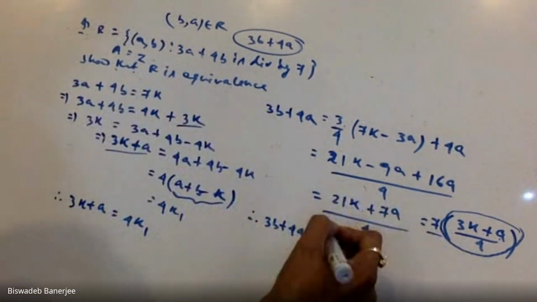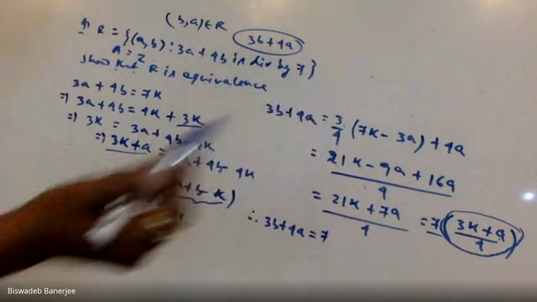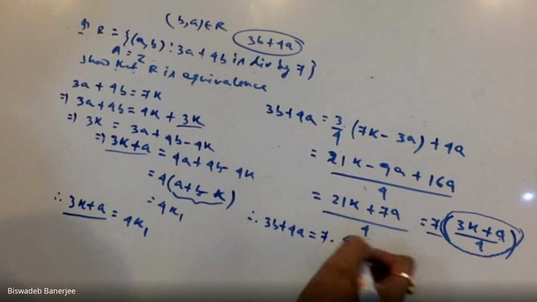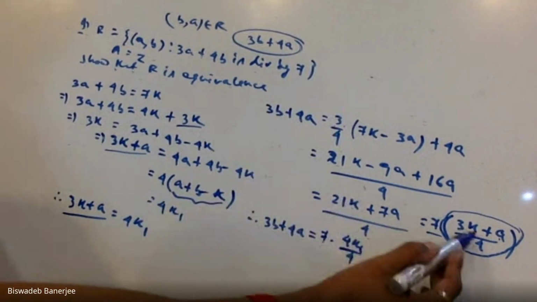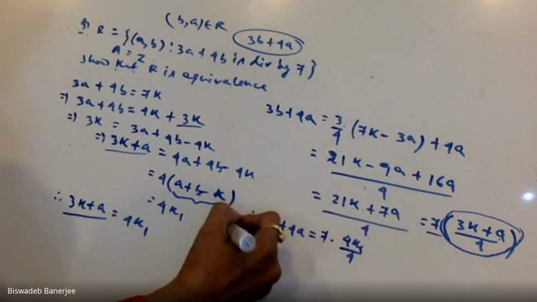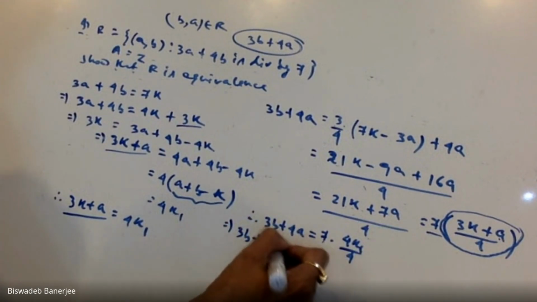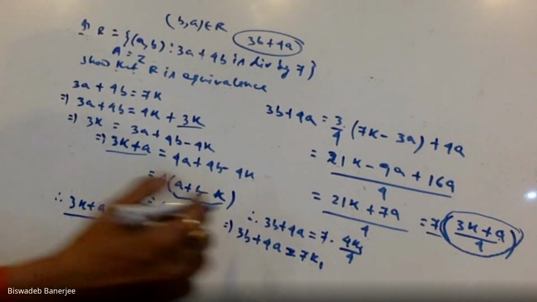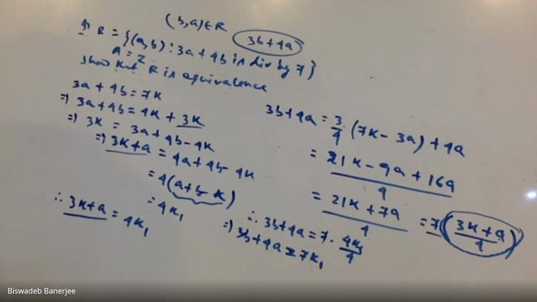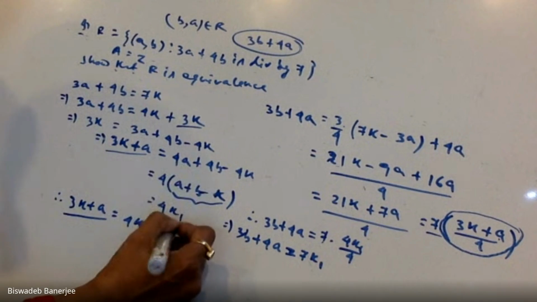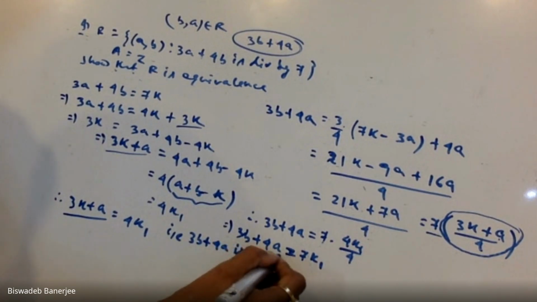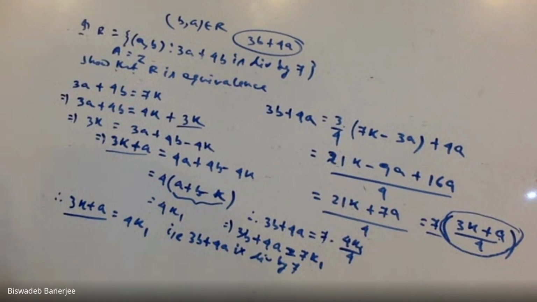3b plus 4a, that is a 7, and this ratio 3k plus a by 4. What is my 3k plus a? This is 4k1 by 4. This is my 3k plus a, 4k1 by 4, giving you 3b plus 4a. 4 gets cancelled, equal to 7k1. See that we obtain 3b plus 4a equal to 7k1. That is my target. That means 3b plus 4a is divisible by 7. That is what we are required to show.